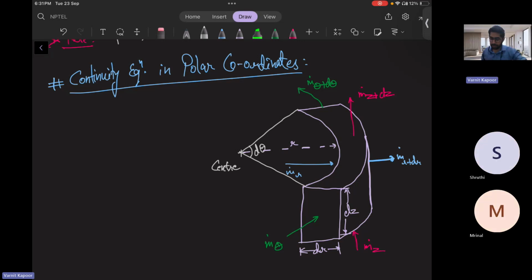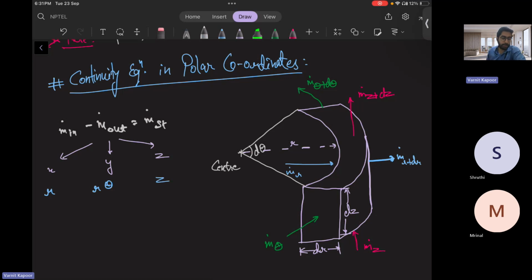Okay, I guess. So again, mass flow rate in minus mass flow rate out is your mass flow rate stored. As we did in the X, Y, Z directions, similarly we do it in the R, theta and Z directions. So the analogy is like that. Similarly for the polar coordinates, it is R, theta and Z direction.